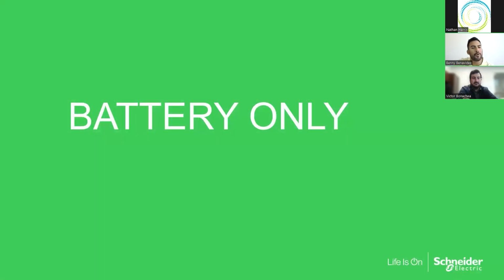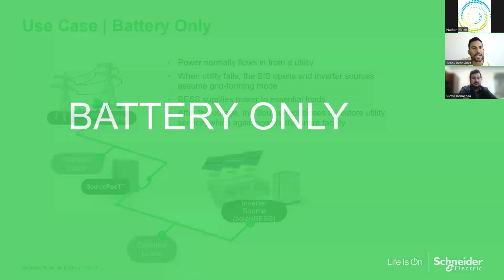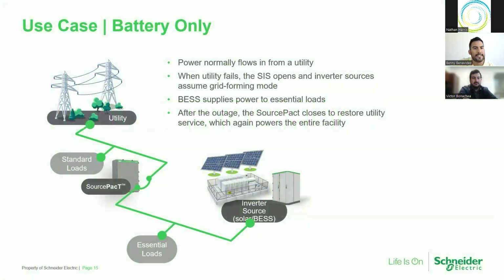So we're going to go over a couple architectures to highlight how SourcePack is utilized. As Victor mentioned, SourcePack is designed to be installed downstream of your utility switchboard. And what we mean by that is you want to isolate those essential loads where your energy storage system is connected. These are the loads that when you lose power, you can disconnect from the utility, and you want your energy storage system to provide power to these essential loads.